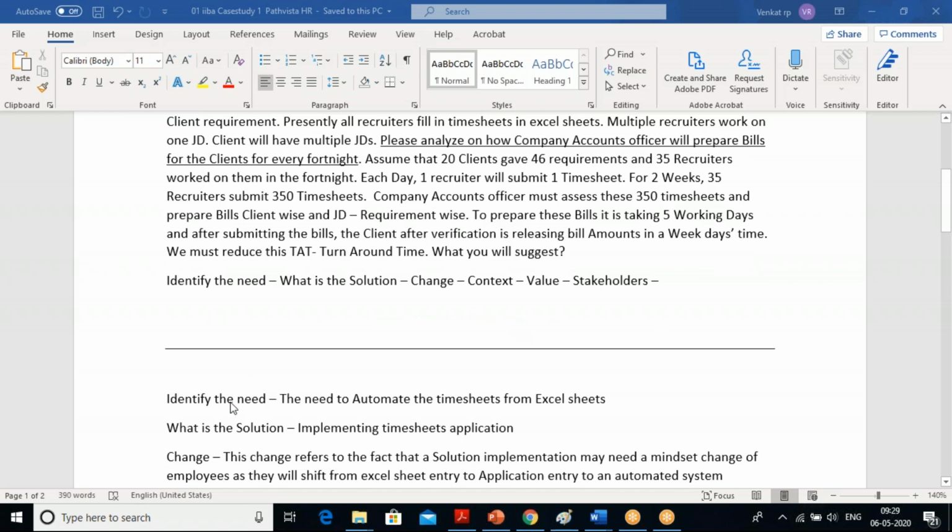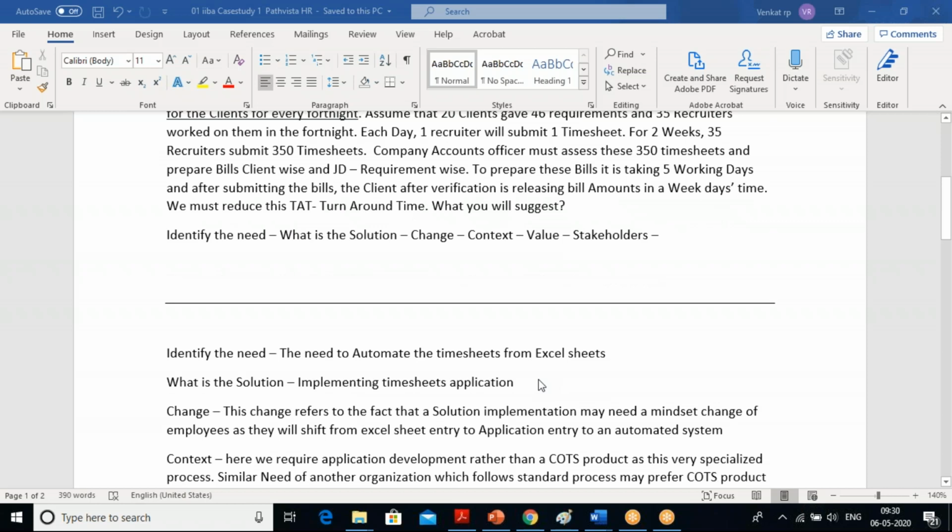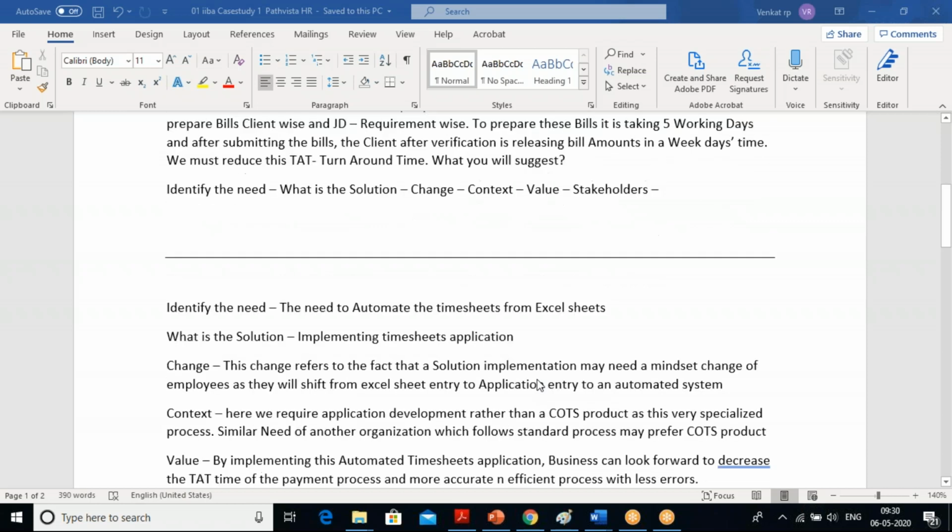So the need is to automate the timesheets from the Excel sheets because, as you rightly said, we have to minimize the TAT, the turnaround time. That is the need which we are going to state. For that, we have to automate it. Now, what is the solution? We have to come up with an IT solution, with timesheet applications like that.